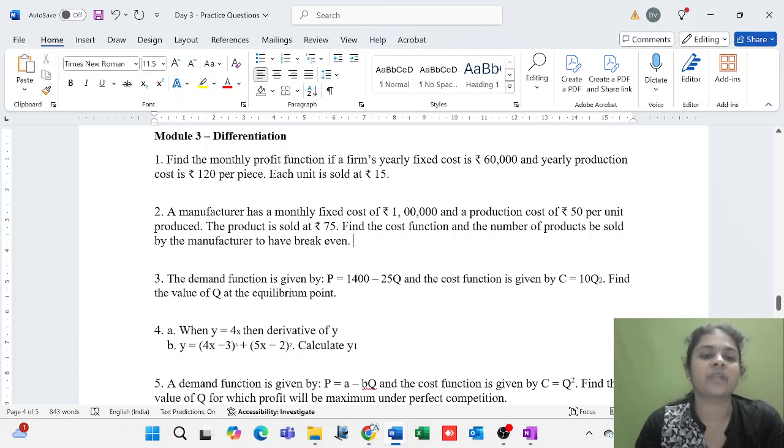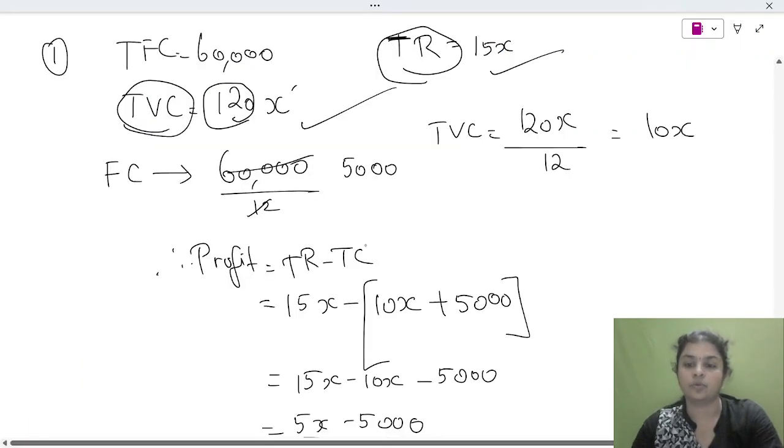Second question. A manufacturer has a monthly fixed cost of 1 lakh and a production cost of 50 per unit produced. The product is sold at 75 rupees. Find the number of products to be sold to break even.